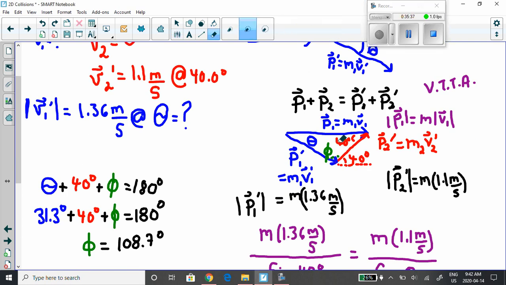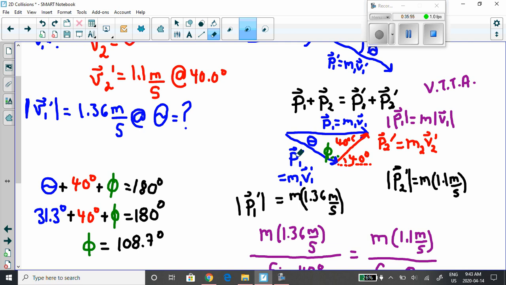So let's take a closer look at this diagram. Here is momentum before the collision. P1 is equal to M1 V1. All right. And let's just take a look at the magnitude of it. So the magnitude of P1 would equal M, because all the masses are the same, times the magnitude of V1.